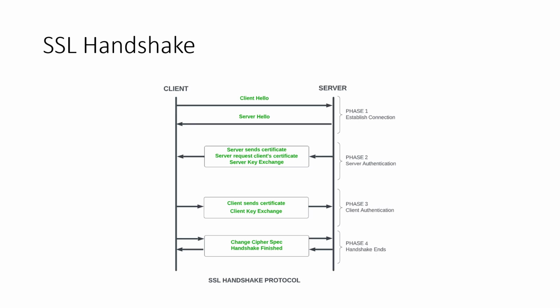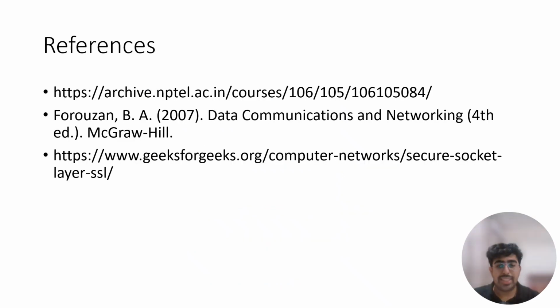Let's walk through this handshake sequence. The client hello is sent and the server hello is received in response. And in the second part, the server sends its certificate and it may request the client certificate and send the server key exchange data. The client replies with its certificate and key exchange details. Finally, both sides send change cipher spec and finished messages. At the end of this handshake, both sides are authenticated, a shared secret has been agreed upon, and encrypted communication can now begin.